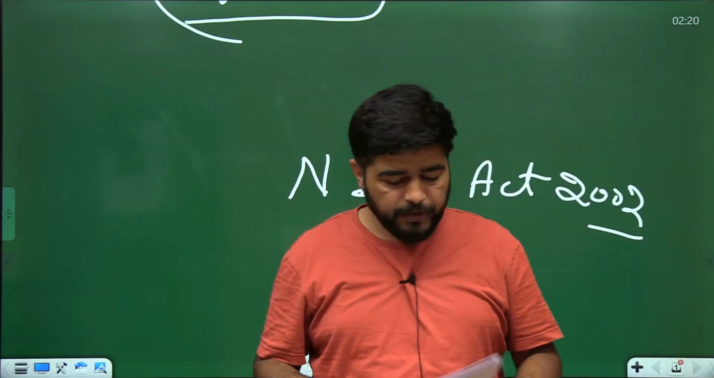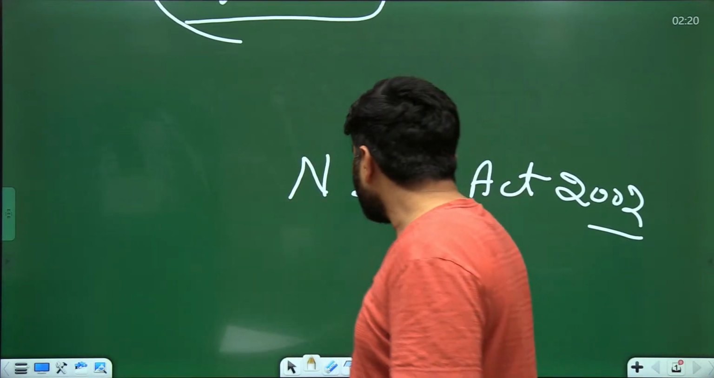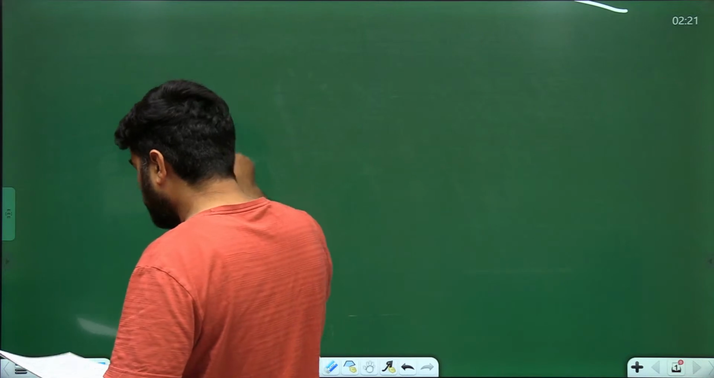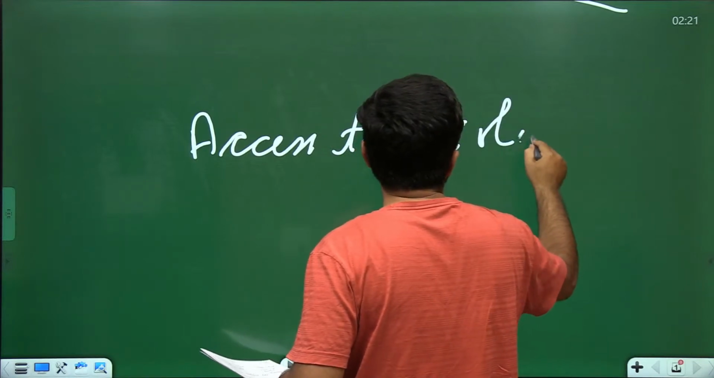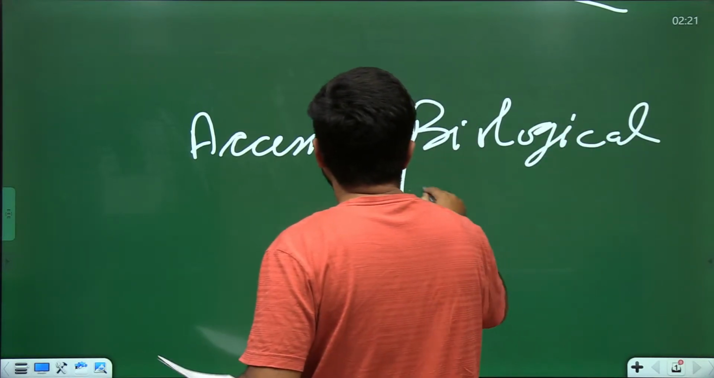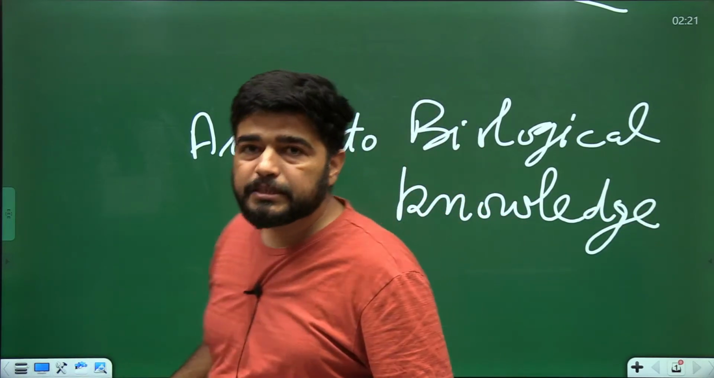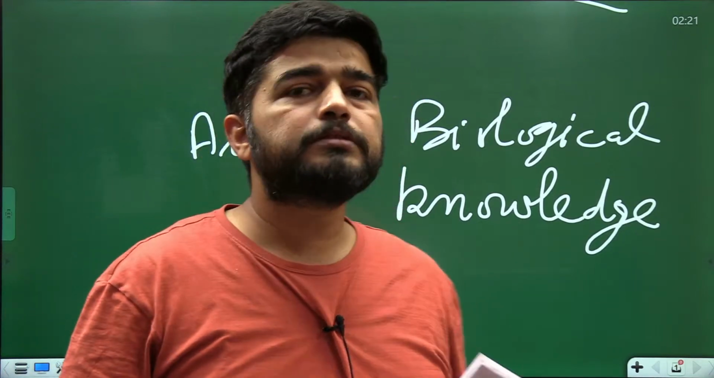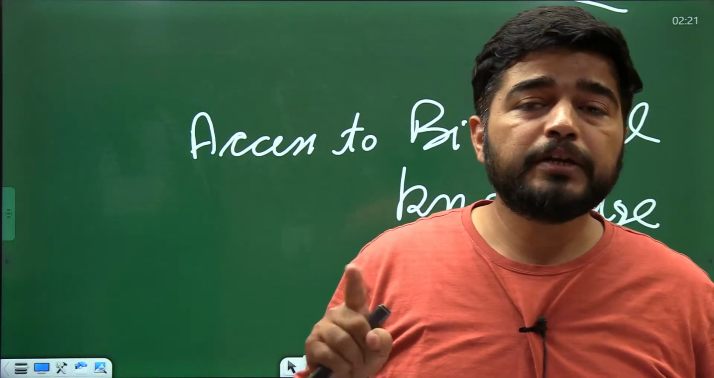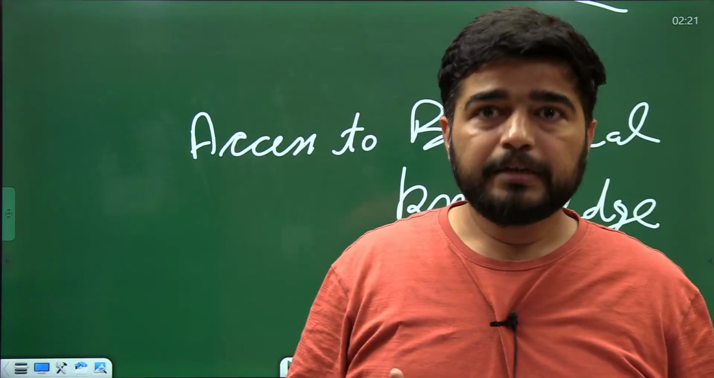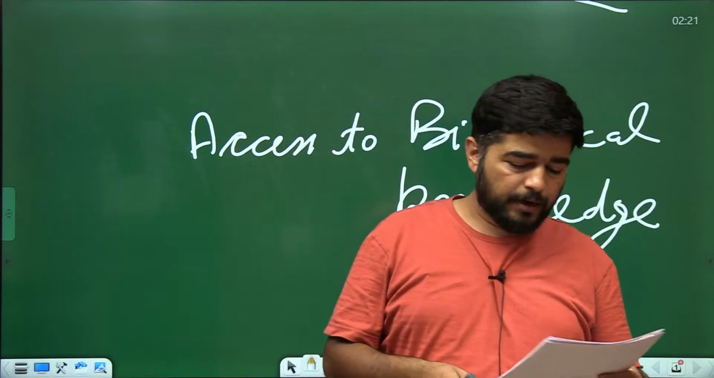Fine. So what are the important things which this amendment is bringing? Access to biological resources, biological knowledge or resources. Now this is very important for accessing any kind of biological resources. Foreign companies, NRIs, foreign individuals have to take approval of the NBA. But the issue here is they have changed the definition of foreign companies.